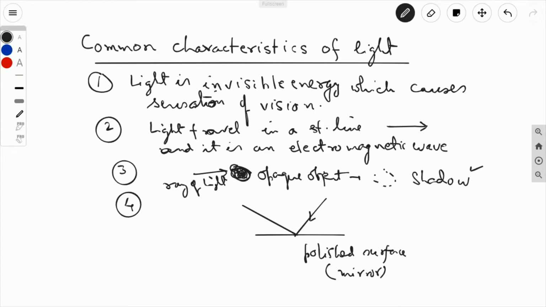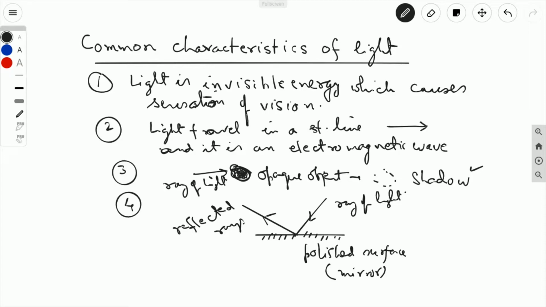Suppose I draw like this. So these are the reflected rays. If the ray of light falls on a polished surface just like a mirror, then it will be reflected back.